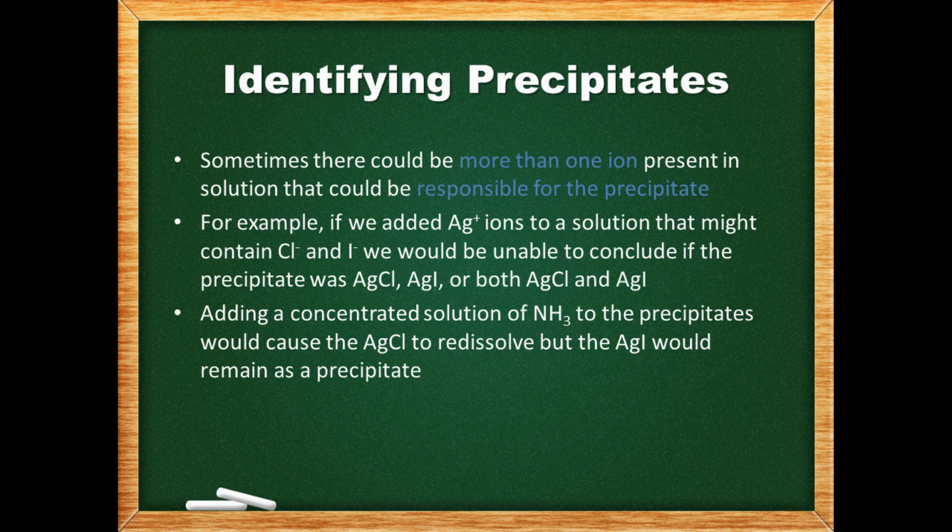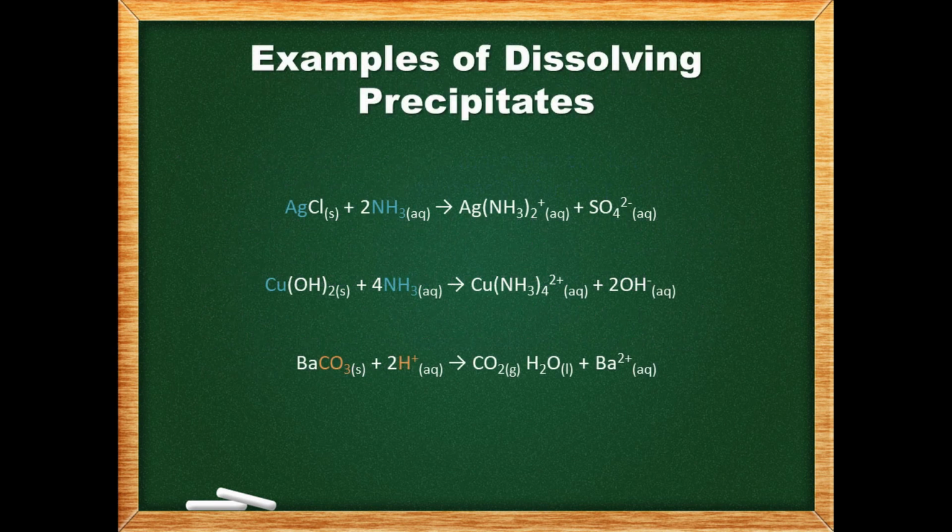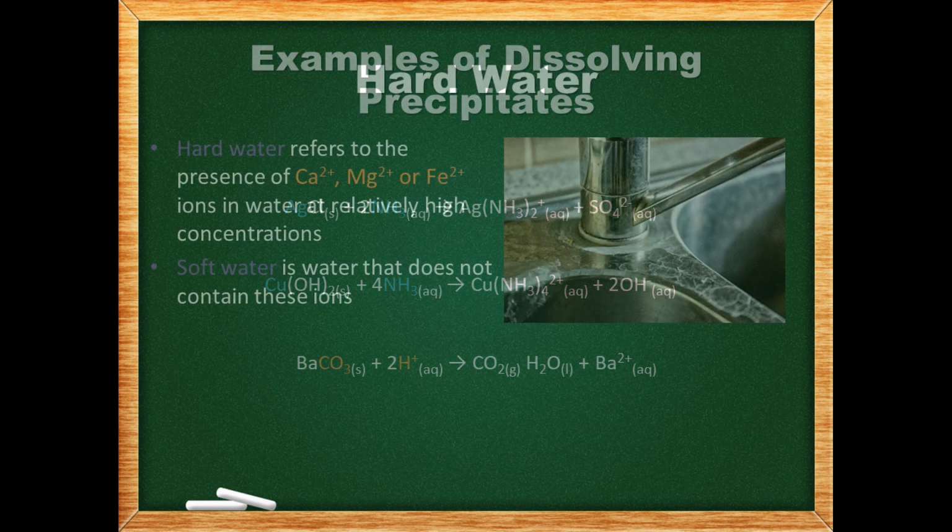in this particular case. A few examples of reagents that can dissolve some precipitates are shown here. Adding ammonia to silver and copper 2 precipitates will dissolve them because both cations will form soluble amine complexes. Carbonates are another example of precipitates that can be dissolved easily. The addition of a strong acid will cause the carbonate precipitate to dissolve, forming water and carbon dioxide.